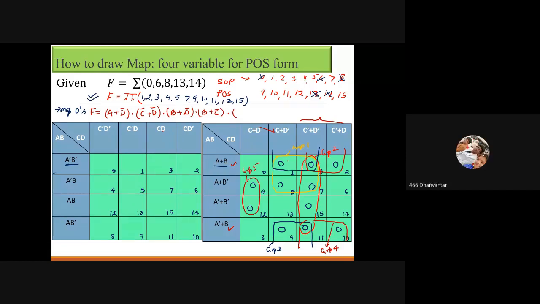Group 5. Tell me. A plus B complement, B complement plus C complement D, D complement plus C plus D. See, this is common now. If you are moving vertical, B complement is common. Okay. But where are you moving in the horizontal? Nowhere. You are standing here only. Okay. So C plus D is common. So you will write plus C plus D. So this is the expression for group number 5. So this is my final POS form.